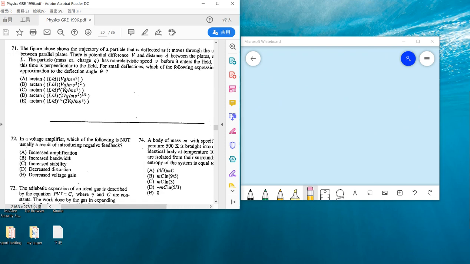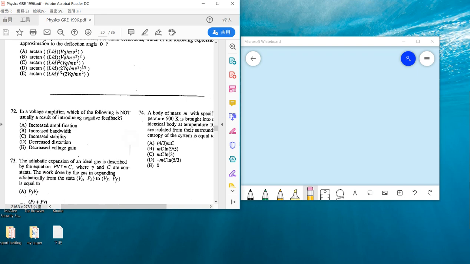Okay, 72. Which of the following usually introduces negative feedback? Negative feedback. So the answer is A, right? Because it's negative feedback, usually it will not increase your amplification.